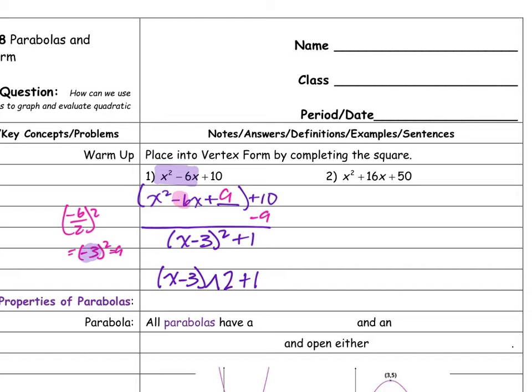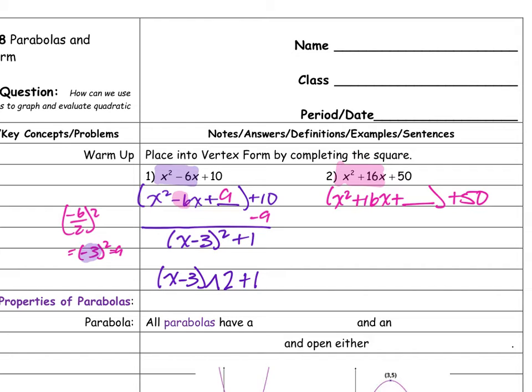Okay, and then the next one, I'm going to look at the two ones again, the same ones, and I'm going to rewrite it as x squared plus 16x plus some number plus 50. Beautiful.